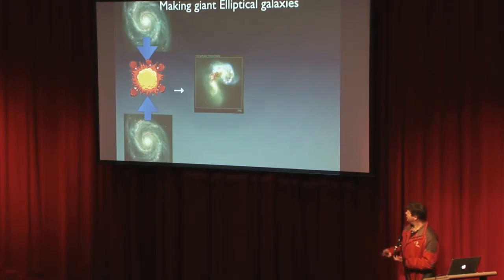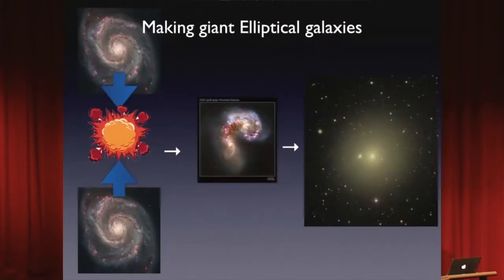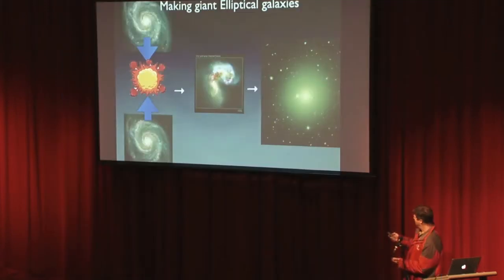But this big mess triggers lots of star formation, and we think that's how ellipticals form. Basically, because it's a collision, all the stuff is used up to make stars, and there's no gas left to make new stars, so it then becomes round, red, and old. And this is how we think you make an elliptical galaxy.